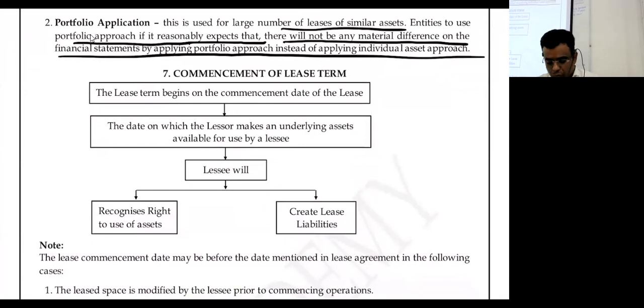Is it clear? Now, friends, what we discussed in the last 1.5 hours, tell me now. What is the difference between the existing standard and this standard? When does a contract become a lease contract and when not a lease contract? Yes or no? Right to use of an identified asset, and no substantive rights to substitute, otherwise not.